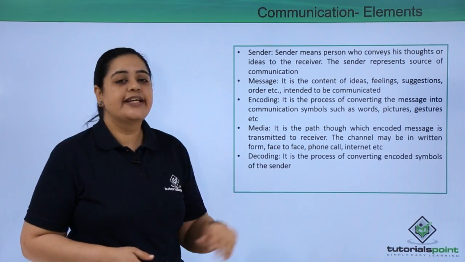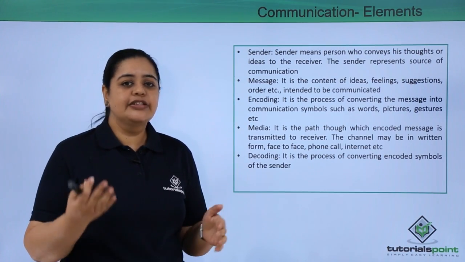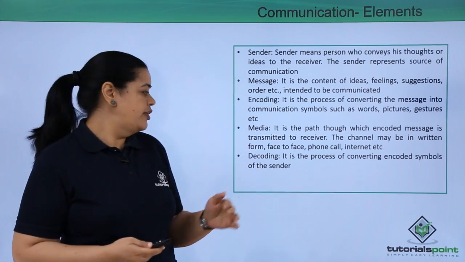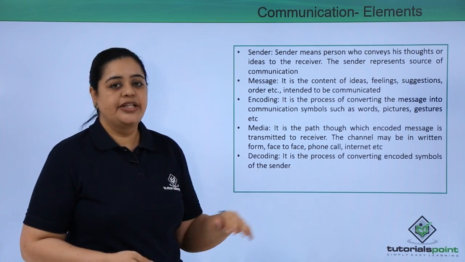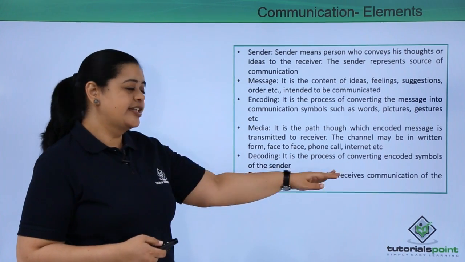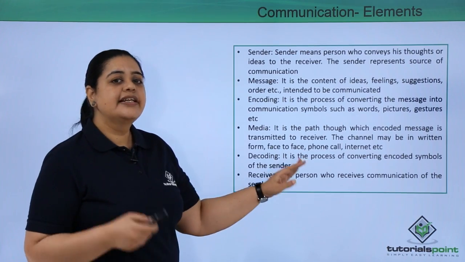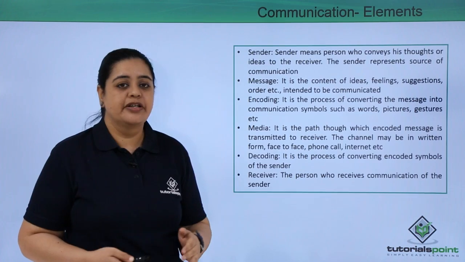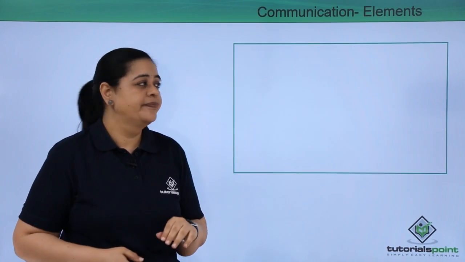The next is decoding. Now once the message has been transmitted, it was in an encoded format, so it needs to be decoded. That is nothing but whatever symbols, words are being sent or the gestures are being made, you need to decode that so that the receiver can now understand what the information is. So the next element comes in, that is the receiver, the person who receives the communication from the sender. So once he receives that communication, it would be in a decoded format.